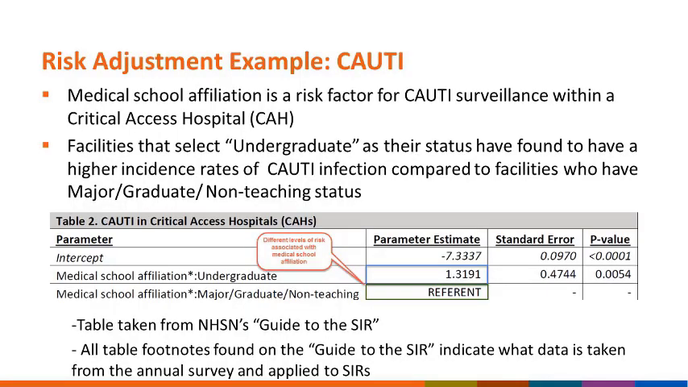This is an example of how different responses to the medical school affiliation question from one year to the next can impact the SIR for CAUTI infections within critical access hospitals. Within this facility type, facilities that select undergraduate as their medical school affiliation type have been found to have a higher incidence rate of CAUTI infections compared to facilities who may have major, graduate, or no medical school affiliation. The image on this screen is taken from the NHSN Guide to the SIR and provides information about the impact each selection has on the CAUTI SIRs within the critical access hospital. Every table within this guide includes footnotes that indicate data that is taken from the annual survey.